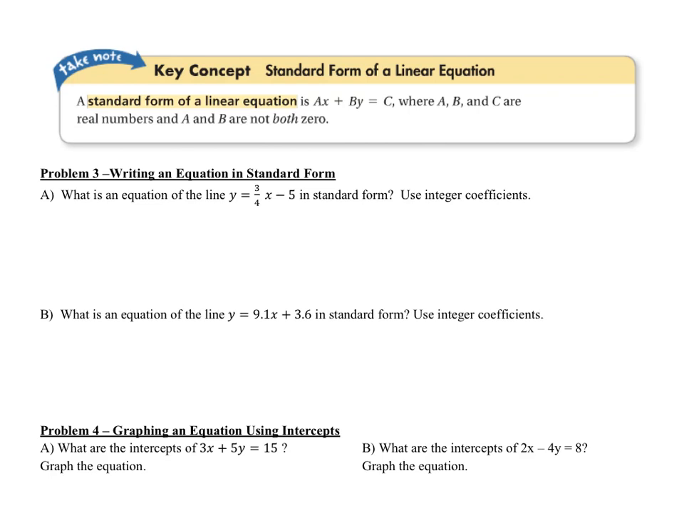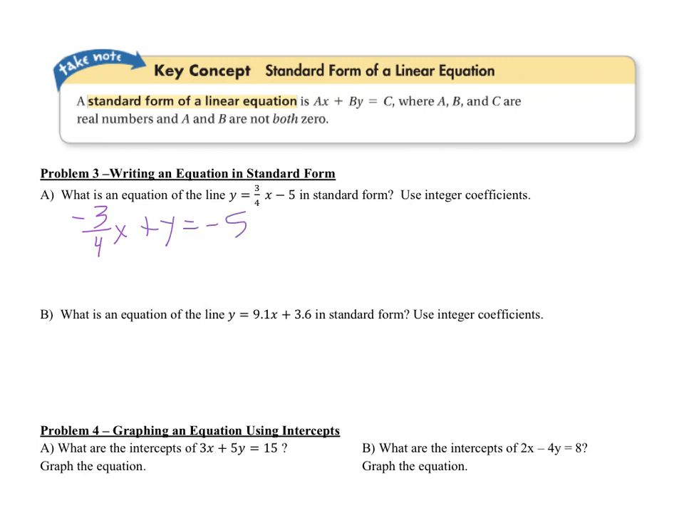Now here we're talking about your standard form. Standard form has an integer a and integer b, and it's equal to an integer. Integer just does not have any decimals or fractions in it. So for this first one, when I'm writing in standard form, I first have to subtract the 3/4 x over. So I have -3/4 x plus y is equal to -5.